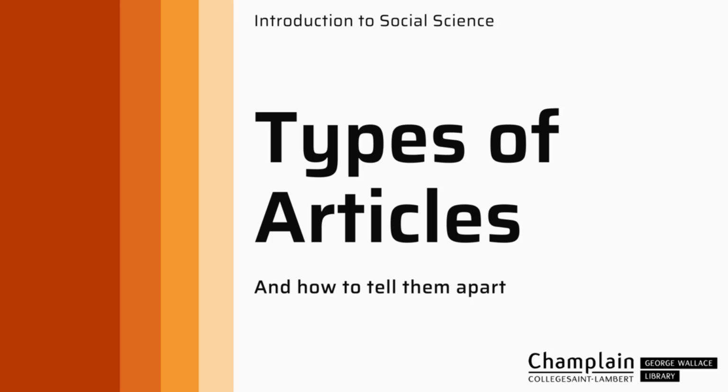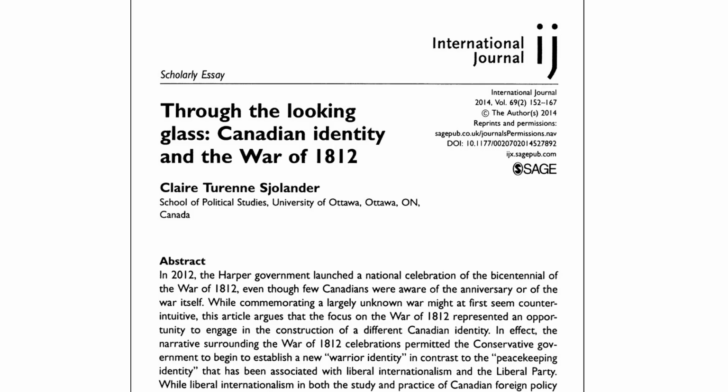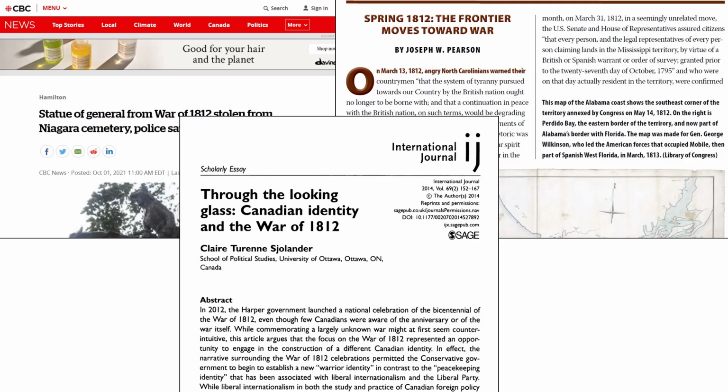Now we're going to look at the different kinds of articles you may encounter while doing your research. For instance, let's say I'm researching a history essay on the War of 1812, and I found these 3 articles on my subject. They're all on my subject, but only one of these is an academic article. The other 2 are popular articles. Let's figure out which are which.